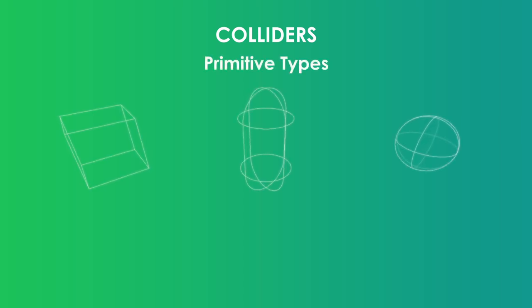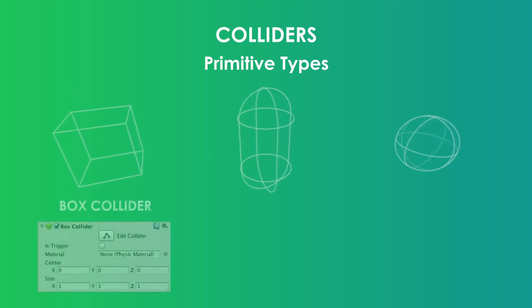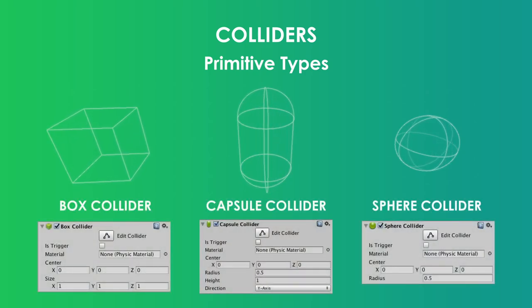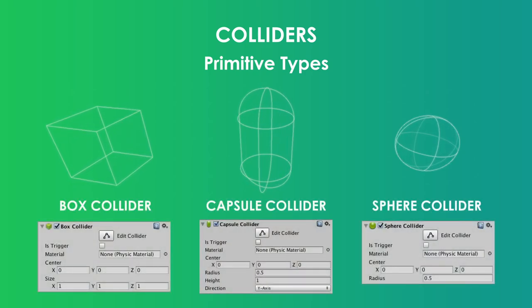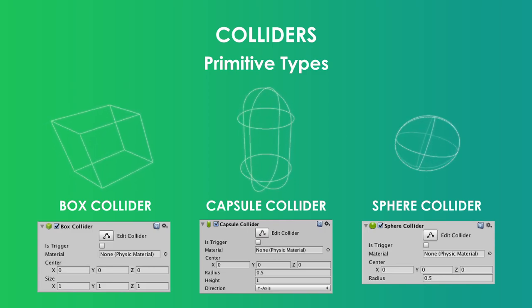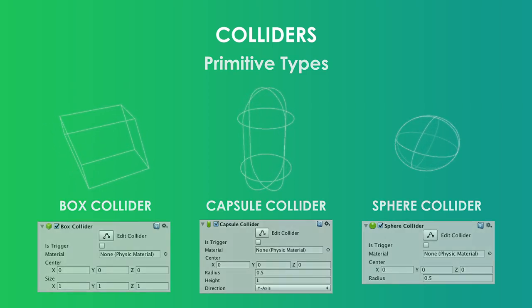The simplest and least processor-intensive colliders are primitive collider types. In 3D, these are the box collider, the sphere collider, and the capsule collider. In 2D, you can use, of course, the box collider 2D, the circle collider 2D, and the capsule collider 2D.